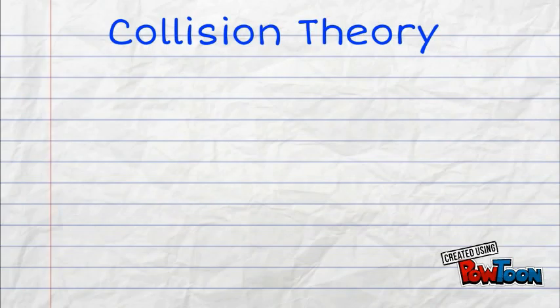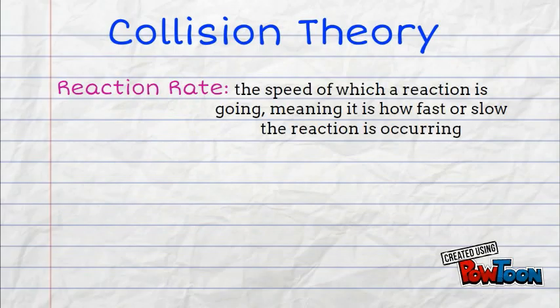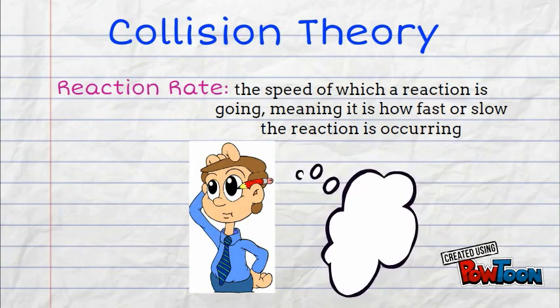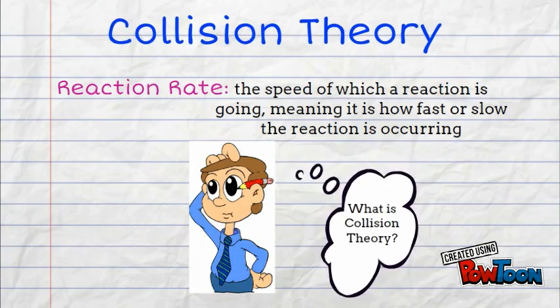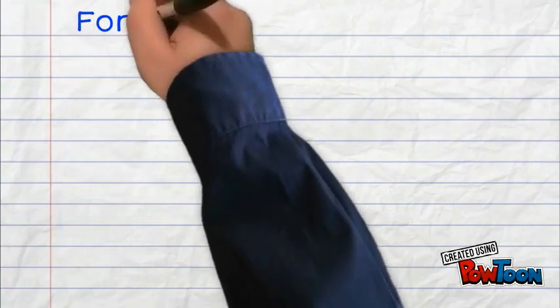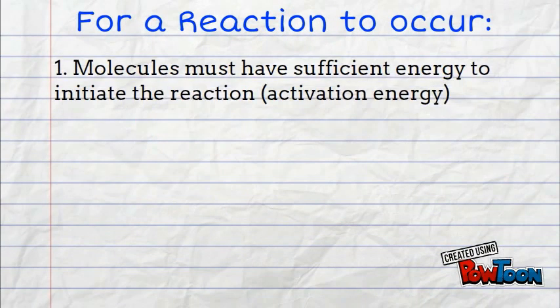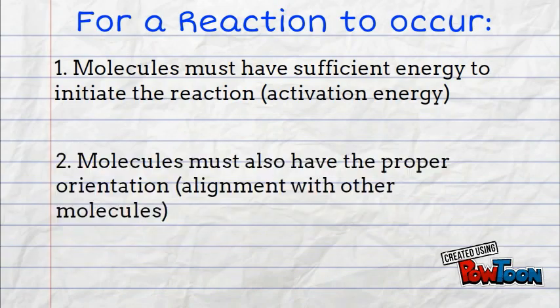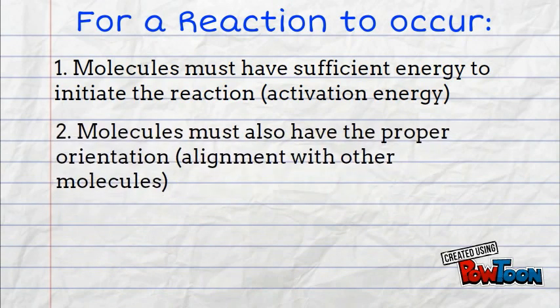Firstly, it is important to note that the definition of reaction rate is the speed at which a reaction is going, meaning it is how fast or slow the reaction is occurring. For a reaction to occur though, it must meet the standard requirements. Primarily, this means that the molecules must have sufficient energy to initiate the reaction, which is called activation energy, and the molecules must also have the proper orientation, meaning proper alignment with other molecules. This is the basic model of collision theory, showing that without these requirements, an effective collision will not occur.